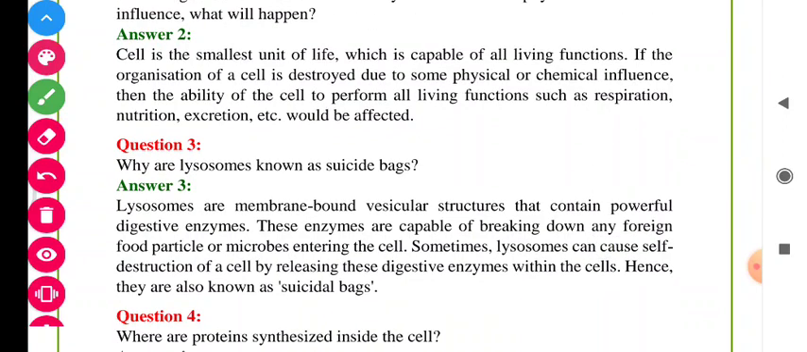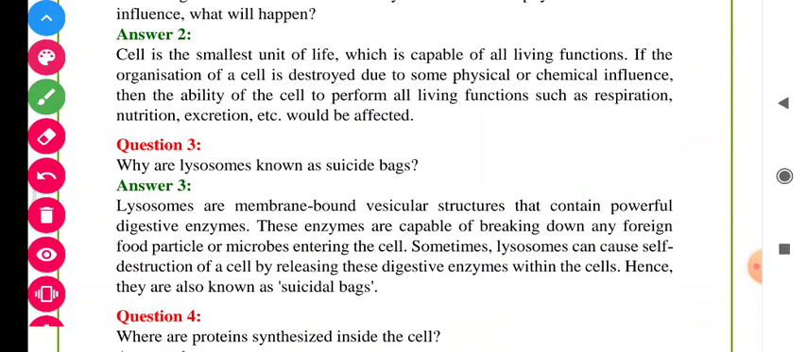Let us discuss. Cell is the smallest unit of life which is capable of all living functions. If the organization of a cell is destroyed due to some physical or chemical influence, then the ability of the cell to perform all living functions such as respiration, nutrition, excretion, etc. would be affected. As we know, the cell is a basic fundamental unit of life. It is a basic structural member of any body organ. So if the cell is destroyed by physical or chemical reason, its function is directly affected.